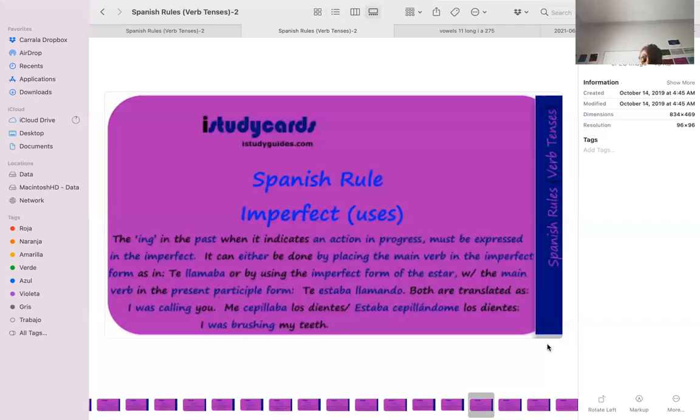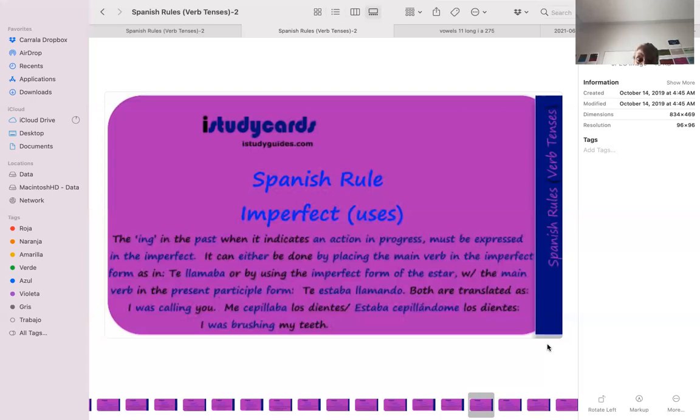Now, what were you doing? I was eating, sleeping, playing, typing, tanning, fanning, I don't fan either, writing, walking. And you put that in the ing form, which for AR verb, it's ando, for ER verb and for IR verb, it's yendo. An example would be te llamaba, right? So the main verb is llamar, it's in the imperfect form, llamaba, or you can say te estaba llamando. So the llamar is not in the imperfect form. The imperfect form is the verb to be, estaba. And the llamar is in the present participle, llamando, te estaba llamando. But in English, they both mean I was calling you.